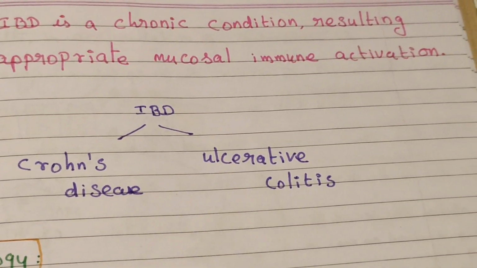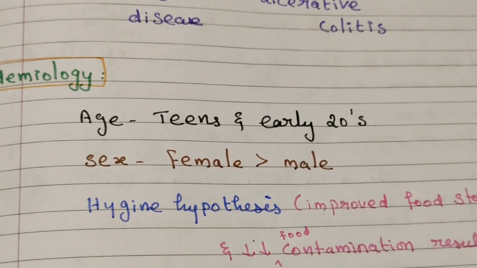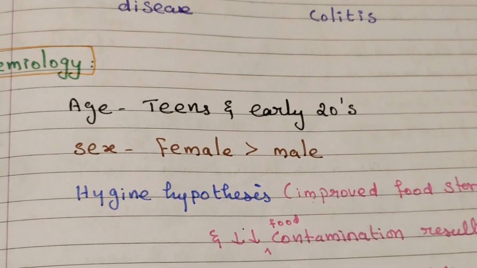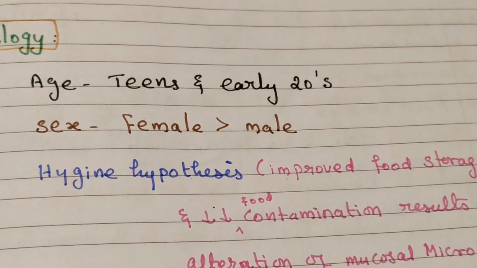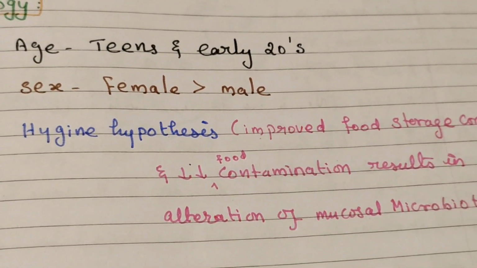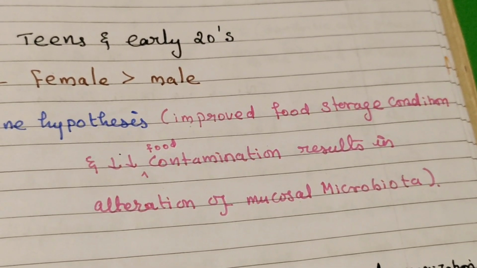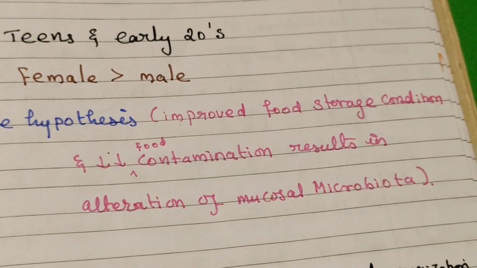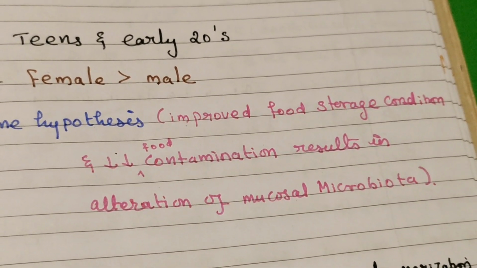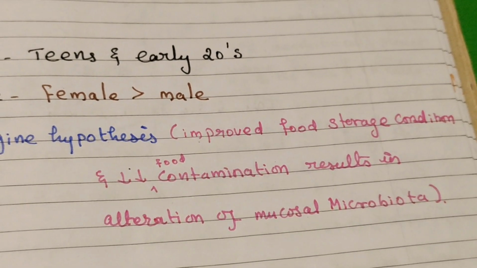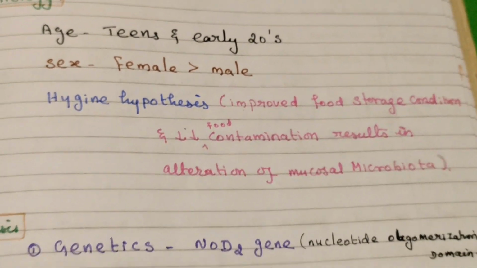So what is the epidemiology? Age: it mainly affects teens and early 20s. Sex: compared to males, females are more affected. Hygiene hypothesis: it says that improved food storage conditions and decreased food contamination result in alteration of mucosal microbiota. This is one of the hypotheses proposed by many investigators.